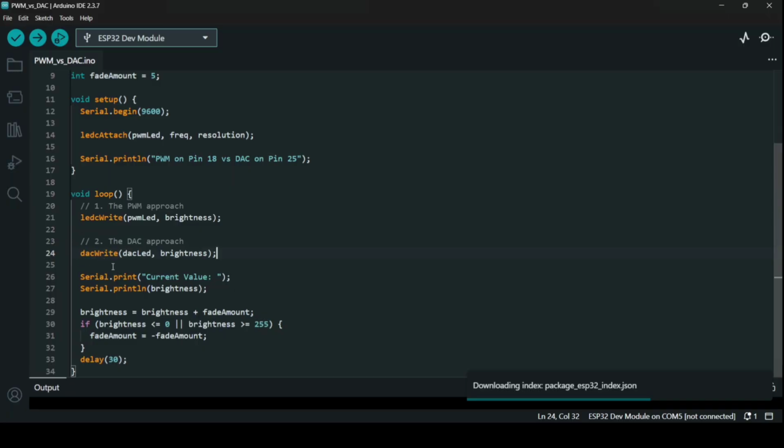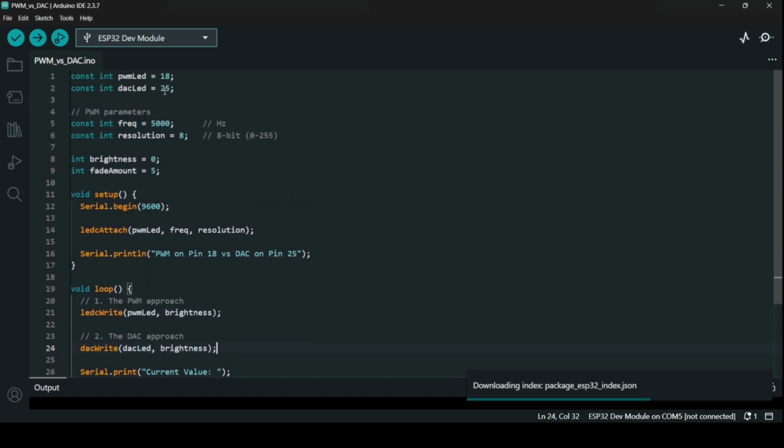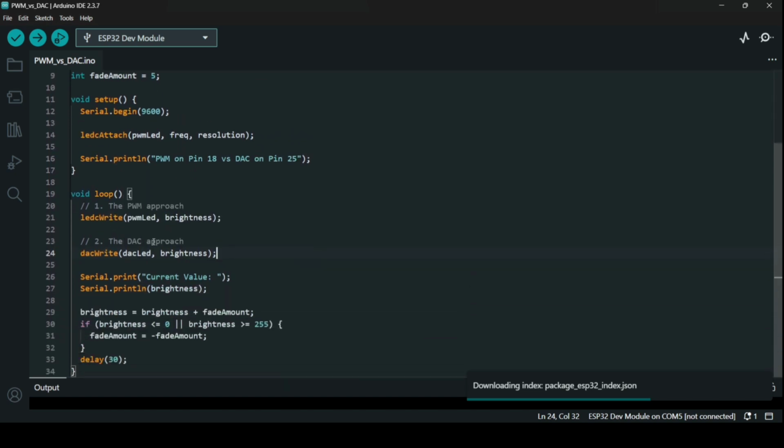So when it is called, the ESP does three things. First, the digital pin no longer remains a normal digital pin. Second, it connects the internal DAC voltage ladder circuit to the specified pin, which here is pin number 25. And third, it sets the voltage level using this digital number, which is the brightness here.